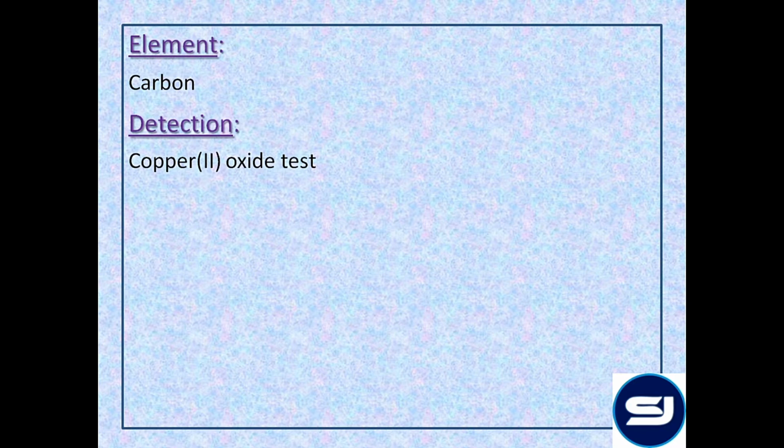So let's start with the first and the most important element of organic compounds, but of course carbon. Element carbon is detected by the copper 2 oxide test, that is the cupric oxide test. The reaction is simple. The copper oxide reacts with carbon, and on heating, carbon oxidizes to carbon dioxide and the cupric oxide reduces to copper. So basically cupric oxide acts as an oxidizing agent over here and oxidizes the carbon to form carbon dioxide. So this is the detection test.